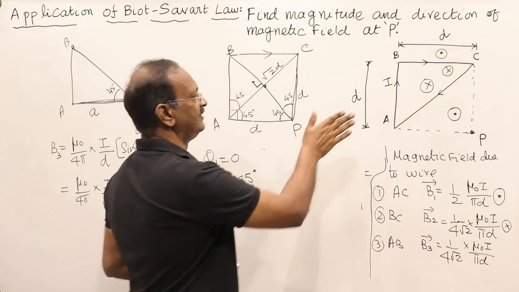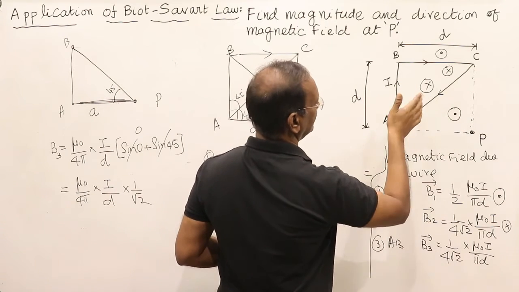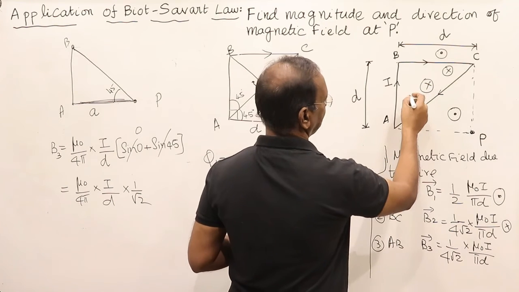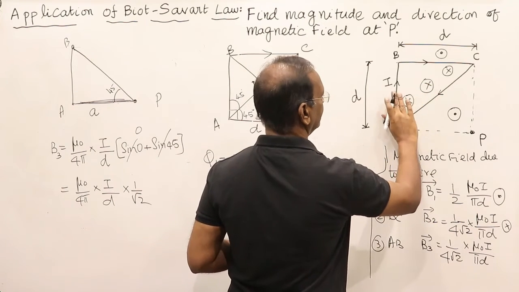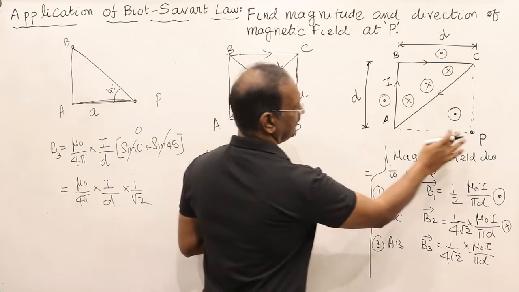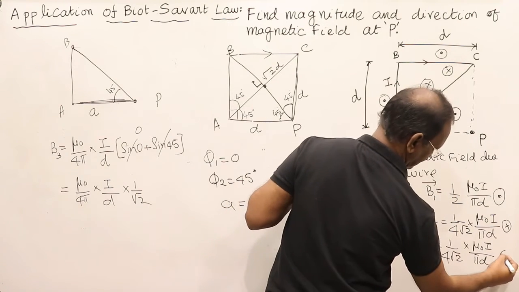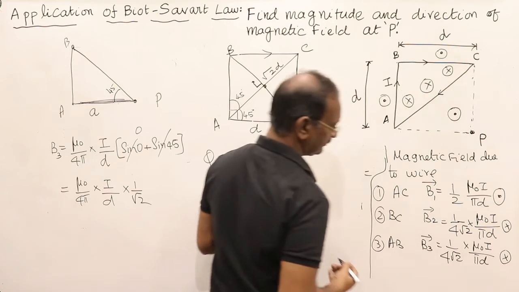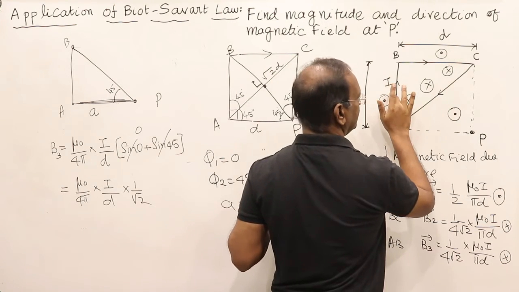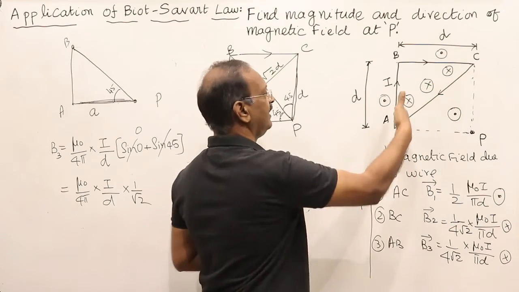Since the current is flowing this way, we are interested to find out at this point. It means the magnetic field will go into this side. This side of the conductor will be into the plane, and this will be coming out. We are interested in point P, which is on this side of the conductor. So with respect to this conductor, the point P is this side, so the magnetic field will be into the plane.